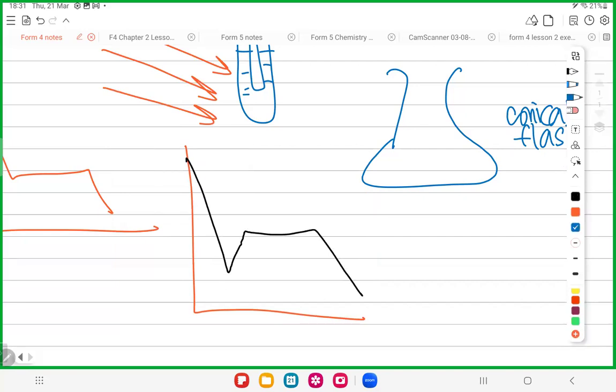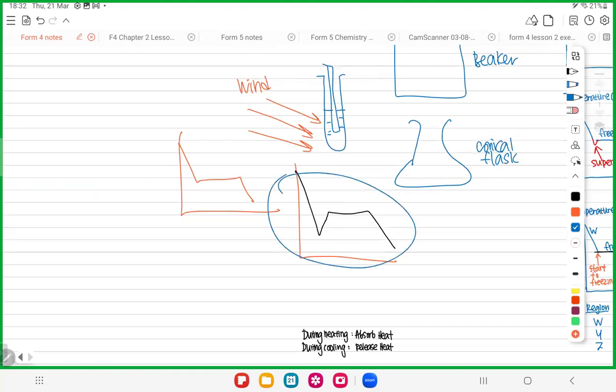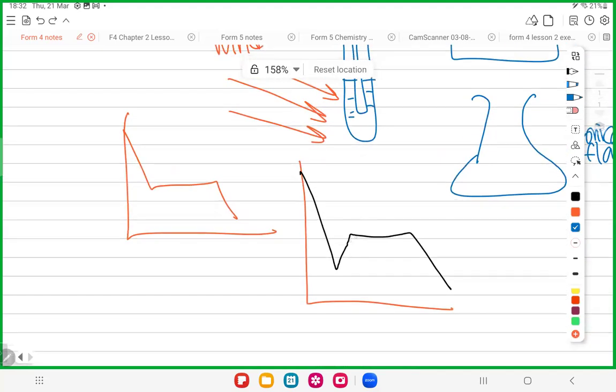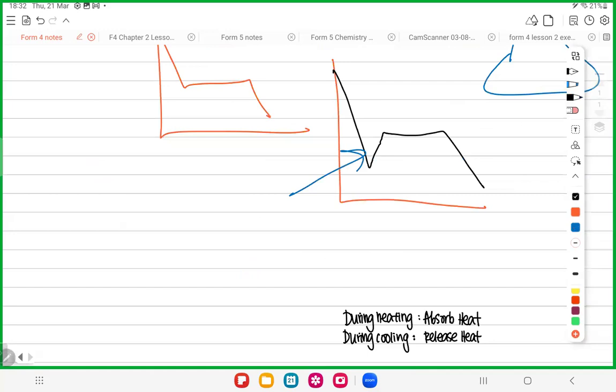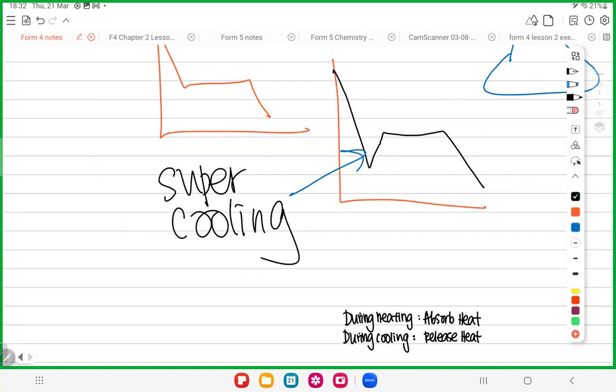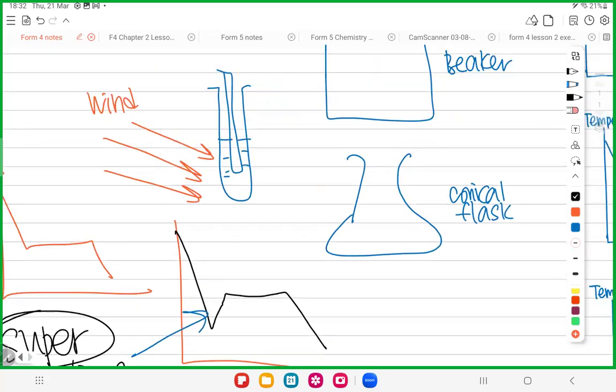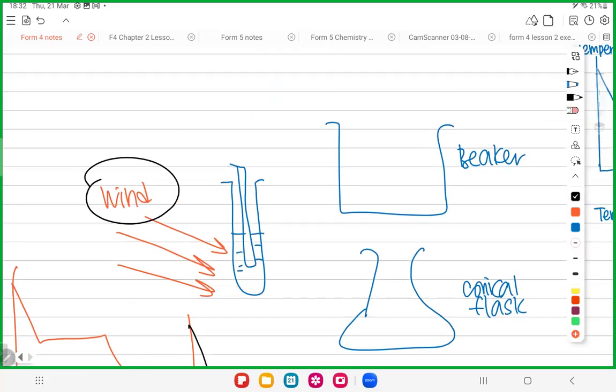So can you see your cooling curve now looks a bit off already? Why? Your cooling curve now got a hole. Am I right? Initially it should be like this, a staircase, but now your staircase got one lubang, one hole already. So this hole or this process, we have a word for it. We call it super cooling. The cooling process happens too fast. Why does the cooling process happen too fast? Because there is wind. So how to solve the problem?